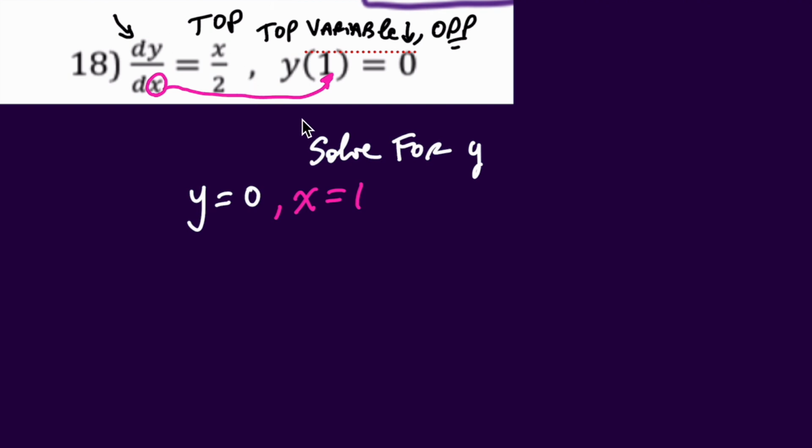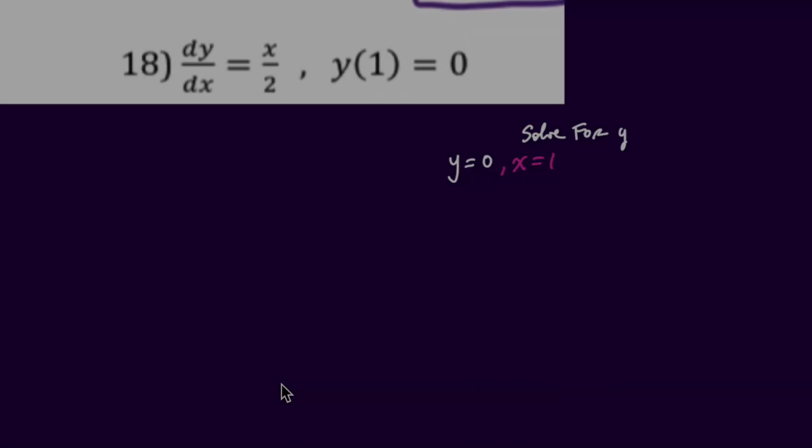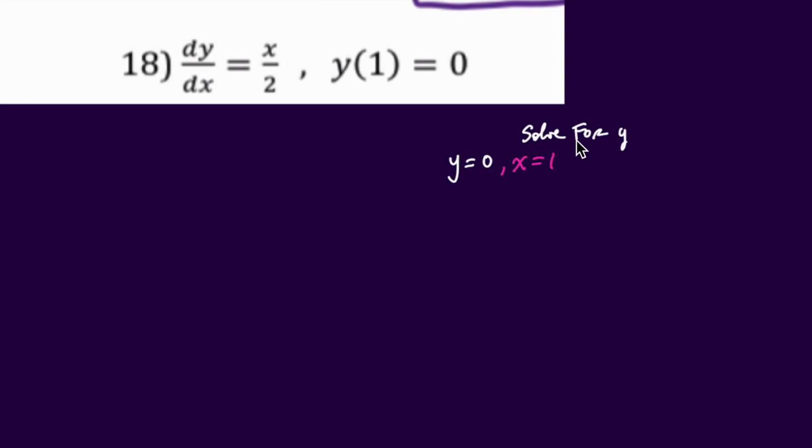So for each of these problems, I recommend that you take this little step. Write down what we're solving for. It's going to be whatever's in the numerator, that's y. The top variable is going to correspond to the opposite side of the equal sign, which is 0. The bottom variable is going to correspond to what is inside the parentheses. Now that we've written down what we're solving for, as well as what the initial conditions are, let's go ahead and solve this in the fashion that we've been doing thus far in this video.